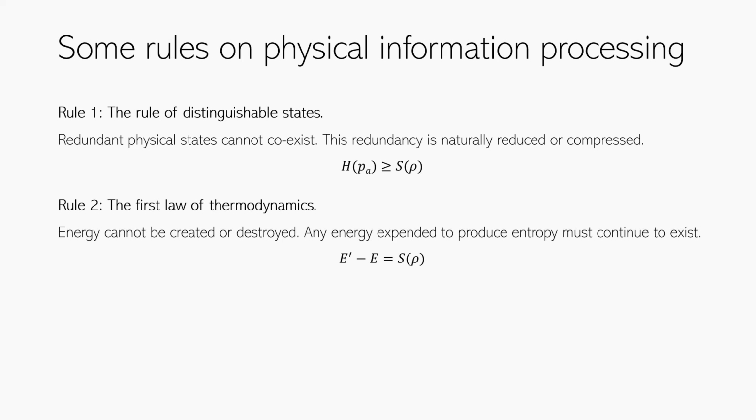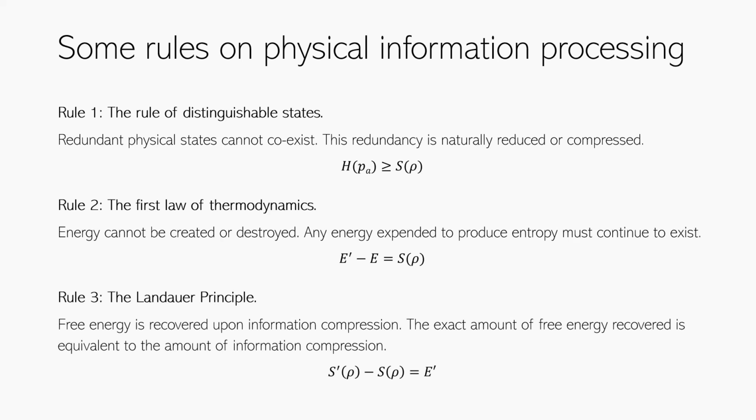That leads to extraordinary efficiency in encoding information. Rule number 2 is the first law of thermodynamics. Energy cannot be created or destroyed. And so any energy that is expended to produce entropy must continue to physically exist. And the quantity of energy lost to the system is exactly equivalent to the amount of entropy produced.